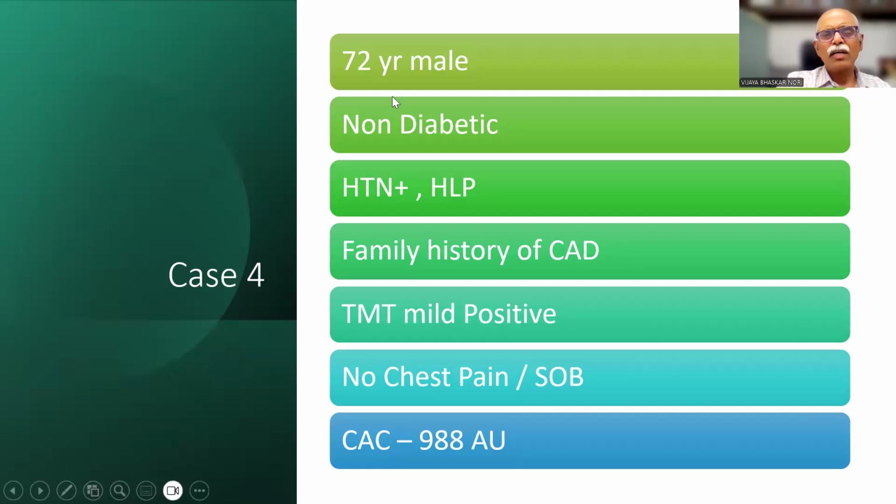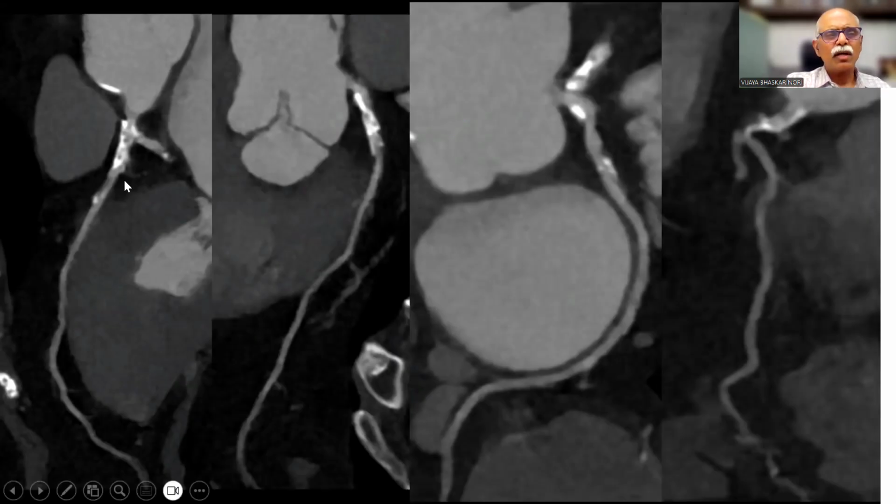Case 4, 72 male, non-diabetic, hypertension, hyperlipidemia, family history of CAD, TMT mild positive, calcium score 988. You can see here that we have been doing the stress myocardial perfusion in all those who have got high calcium score, and stenosis is equivocal on CT angiography, and CTFFR has a role, either true positive or false positive. Now, this individual has a moderate to severe calcific stenosis in ostioproximal LAD, then a borderline stenosis in proximal LCX.